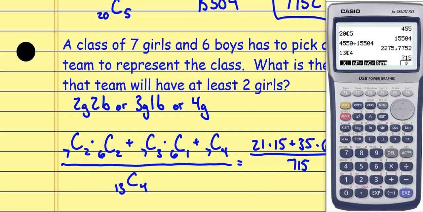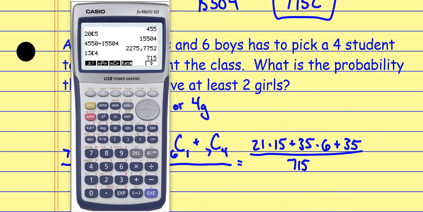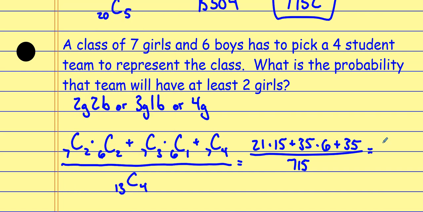And now my calculator's ready to do the heavy lifting for me. Okay, so I'm going to do the 21 times 15 plus 35 times 6 plus another 35. That's 560 over the 715, and let my calculator convert it to a fraction. So 112 over 143. Whoops, 143. I know how to write a 3. There we go. But again, it's just setting up a combination for each of these things.